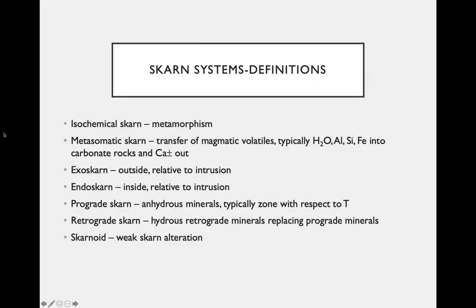So here are some broad definitions. Isochemical: metamorphism is generally considered isochemical. It's metasomatic when we have a change in the chemical components. Exoskarn is outside the intrusion, endoskarn is inside, so it's in the intrusion. Prograde means increasing temperature. Retrograde means decreasing temperature, and it's commonly a hydrous process because metamorphism has lost water during prograde progression. So we need to reintroduce water to back react the system.